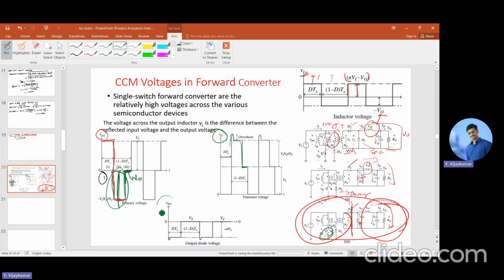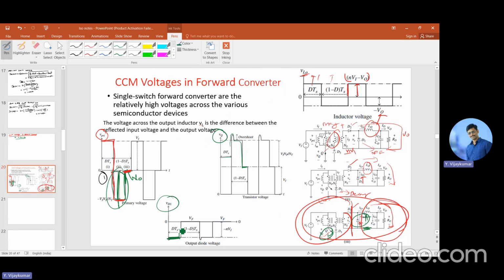Now, what is the voltage across diode D1? Where is the D1 diode here? This is the D1 diode. When the primary Q is conducting during the D into TS period, there is no current here, there is no switching, I mean no diode is conducting. That means it will be open circuited. When the switch is open circuited, what is the voltage here? It will be the negative voltage of this source.